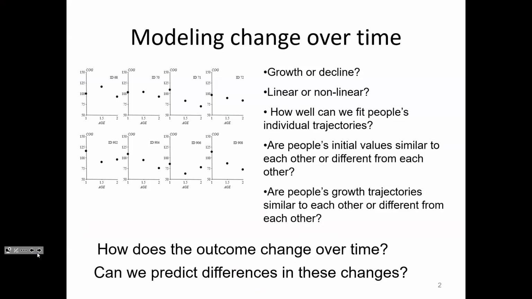Okay, so we're really interested in how the outcome changes across time, and can we predict differences in those changes? How the outcome changes over time, we really need to get a good model for this trajectory. And then can we predict differences in the change across time? We're going to be thinking about person variables, mostly between person, but they could also be within person variables that help to predict differences in change across time. I shouldn't say mostly, they could be either.